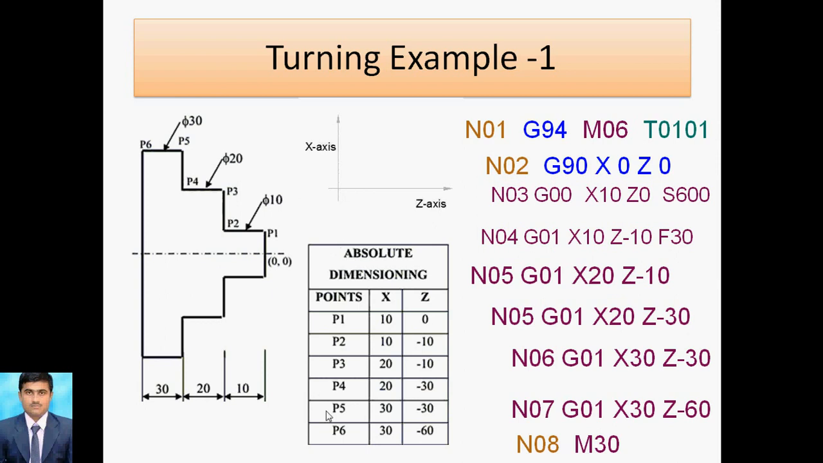So first of all you prepare this sheet, and then you can go for this block. Always remember that first we mention the sequence number. Then you mention the preparatory code. Then if you have a miscellaneous code, you can use it. And then if you have a tool change, you can write the tool change. According to that we can write it here. This is regarding turning example number one. In this session we discussed the part programming awareness. In the next lecture we will go for the turning cycles.